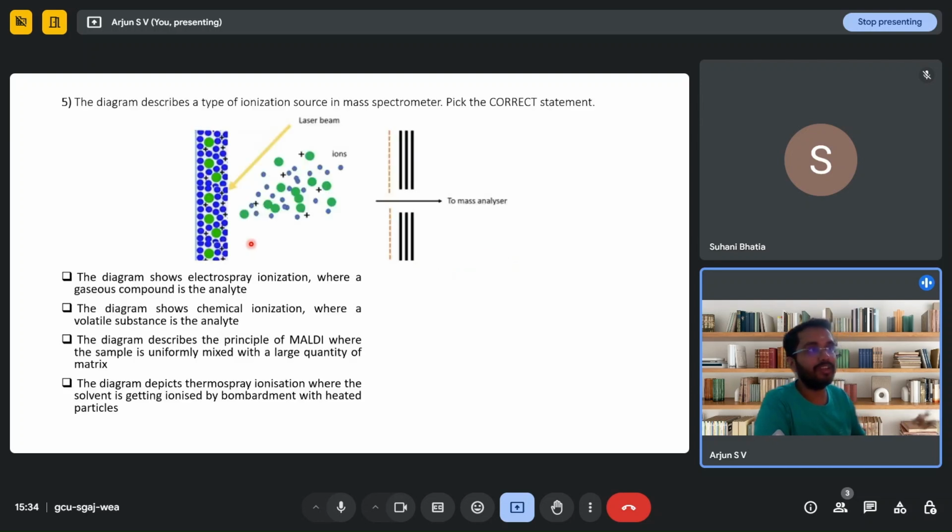So question number five. I think you guys might have already seen this in the previous questions as well. The diagram describes a type of ionization source in a mass spectrometer, with the correct statement. So we just have to find what the ionization source is, whether it's electrospray ionization, chemical ionization, MALDI, or thermospray ionization.